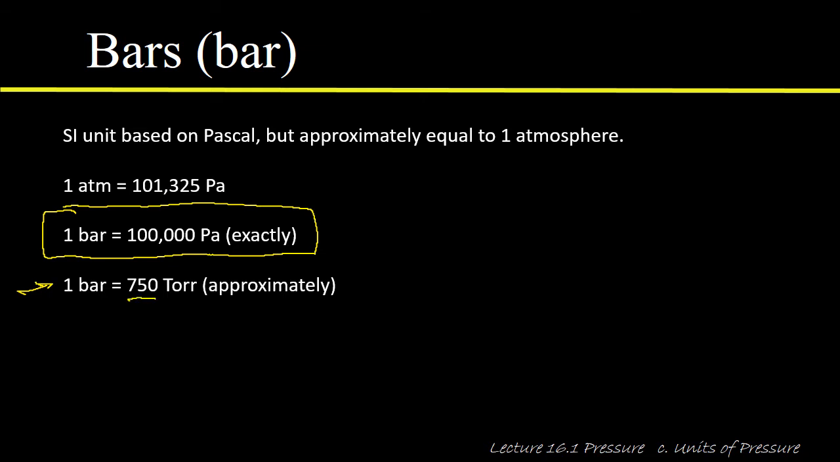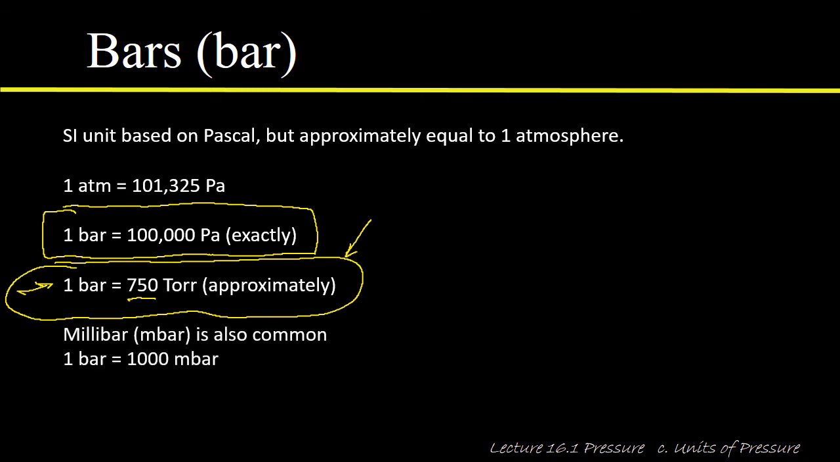So if you need to convert between bars and torr or bars and atmospheres, you can use this relationship. I think we'll rarely have any data that's precise to more than 3 significant figures anyway, so this is a good conversion relationship to use. And with any metric unit, you can also add prefixes, so millibars are also very common, and that's what we saw on that weather barometer on the previous page. Atmospheric pressure is approximately 1 bar, which is about 1,000 millibars.